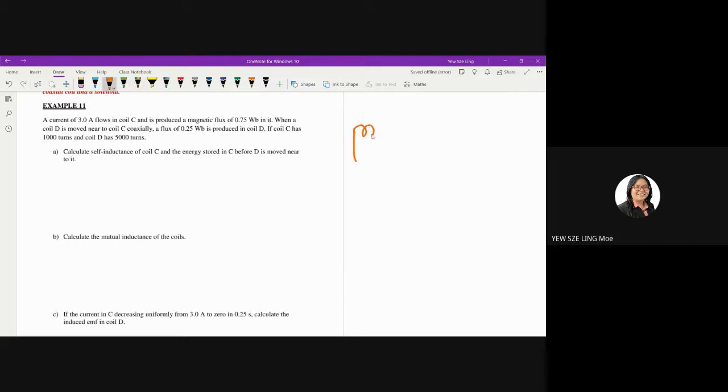So we have this one with a current, and this one is without current. So this is coil C and this is coil D. So what happens right here? Coil C comes with a current IC equals to 3 ampere.